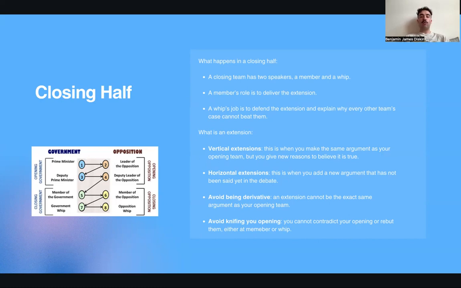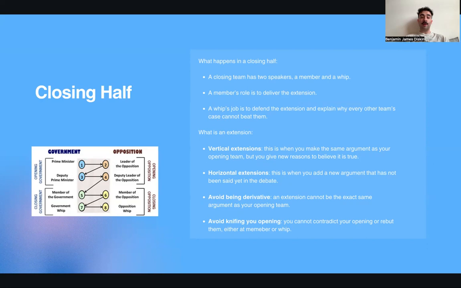And in this case, what the word vertical means is you can think of it almost like a graph. You're adding depth. And so the reason it is a vertical extension, as we'll see in a moment, is because you're not necessarily making a claim that has not previously been discussed. But what you are doing is giving new reasons to believe why that claim is true.